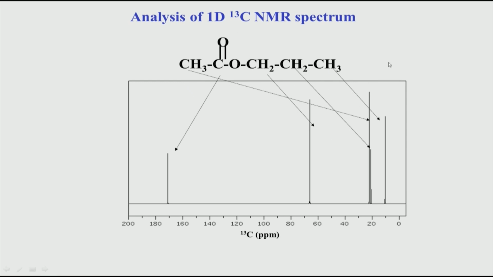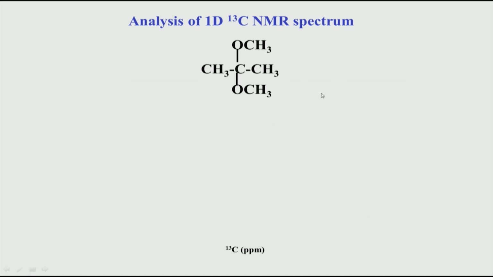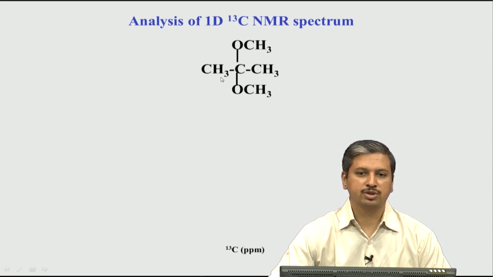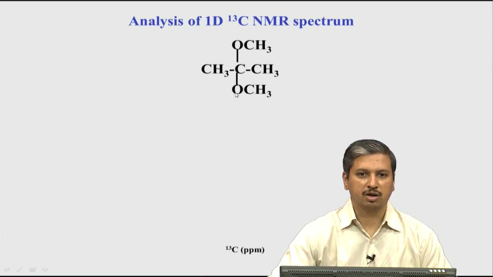Let us look at another example. Remember, all these molecules we have been looking at from the proton angle. We saw the proton spectrum a few classes ago, and there also we saw the same molecules. So, we are going to look at the same molecules again, but now we are analyzing the carbon spectrum rather than the proton spectrum. So, let us look at the spectrum of this molecule.